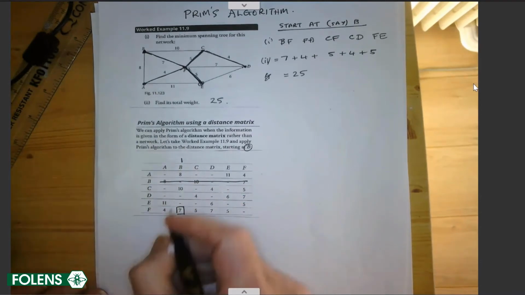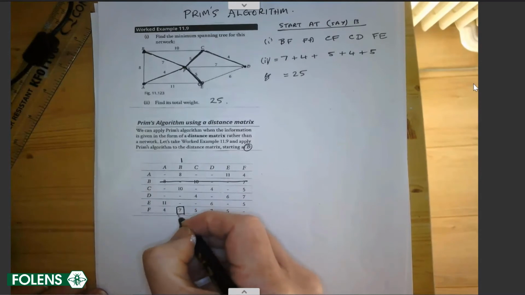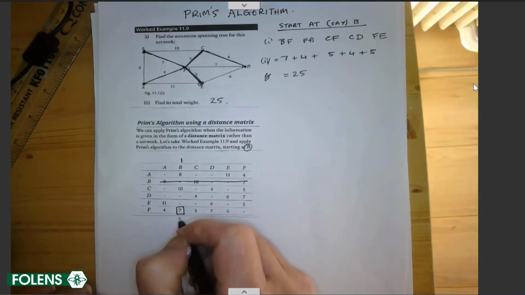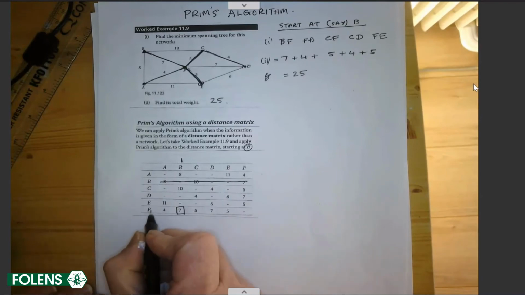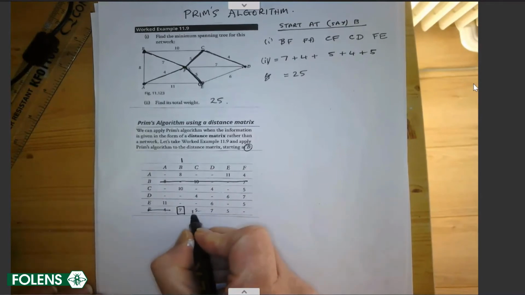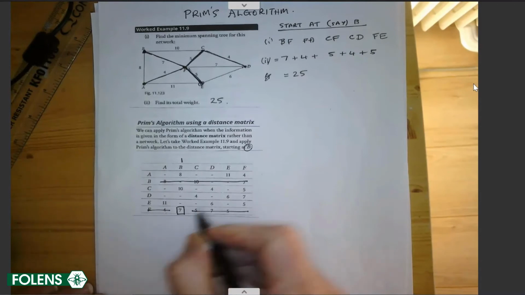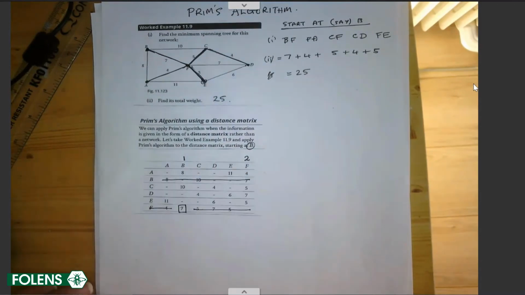That is my first link from B to F. So B to F, that one is squared, and that counts. Now, because I have chosen F, I cross off F's line, apart from the one that I chose. And F is my second node on the spanning tree.